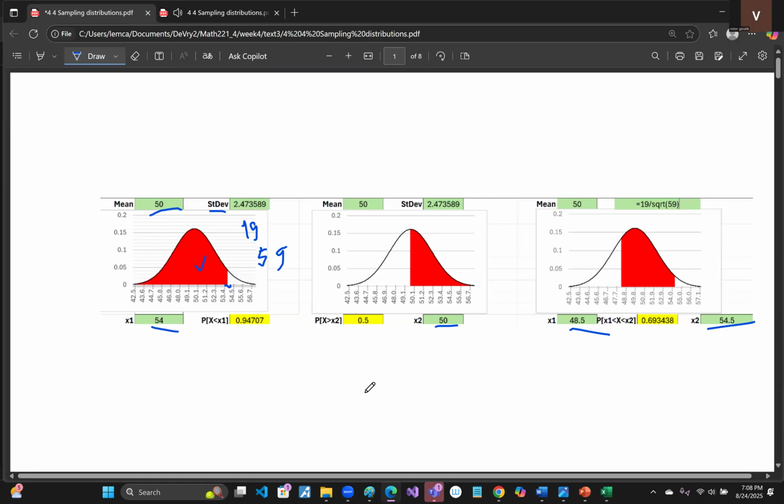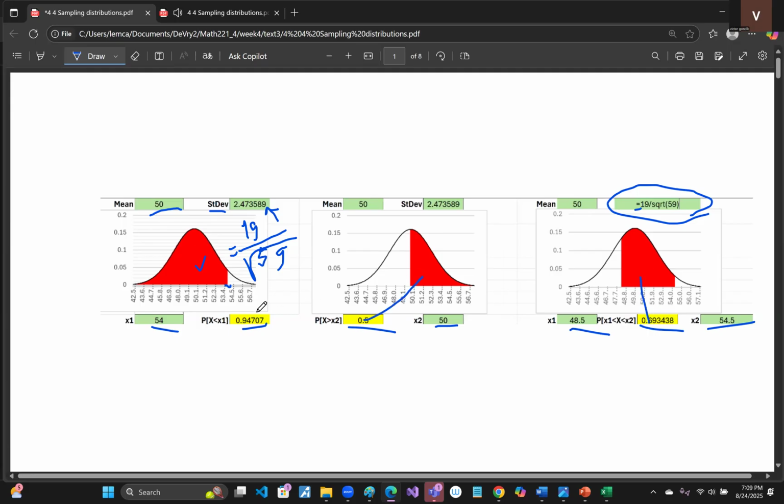The only difference compared to the problems with populations is that you need the sample size now, which changes standard deviation from 19 to 19 over square root of 59. So, instead of typing 19 into the standard deviation cell, you type equal 19 over square root of 59. Do not forget to type in the sign equal and click enter at the end of the expression. The answers are 0.9471, 0.5, and 0.6934. You get the same results using Colab 4, cells 11, 12, 13.